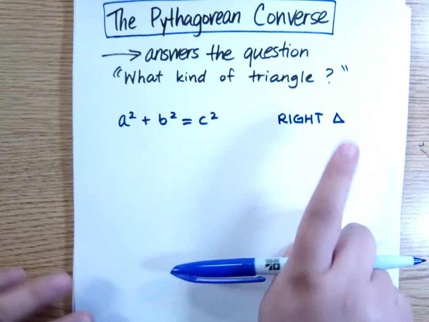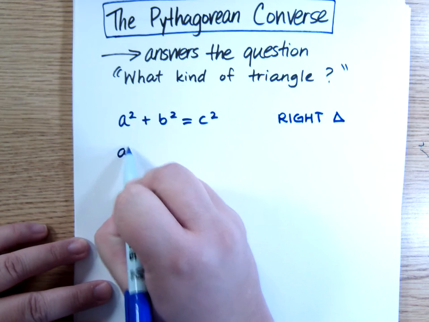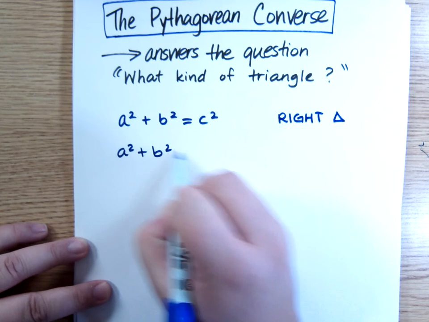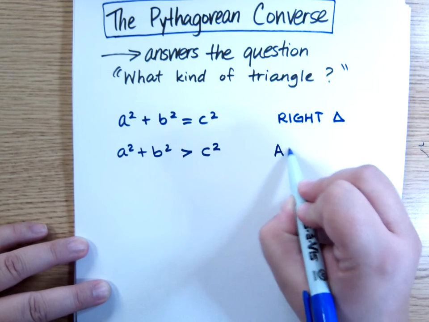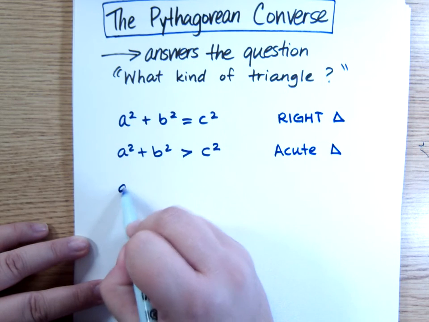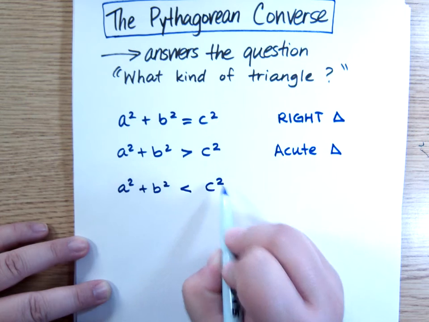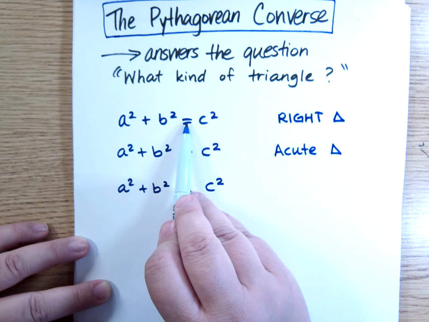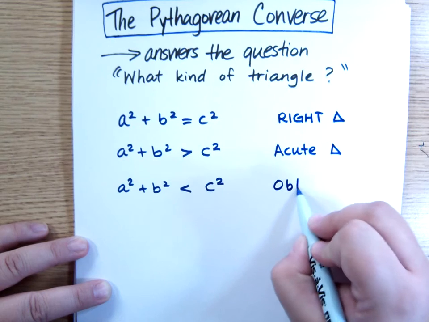But it goes beyond that. The other 2 things you can say with this are: if a squared plus b squared is greater than c squared, it's going to be an acute triangle. And if a squared plus b squared is less than c squared, in other words, if it's not equal to, then it's either bigger than or smaller than, it's an obtuse triangle.